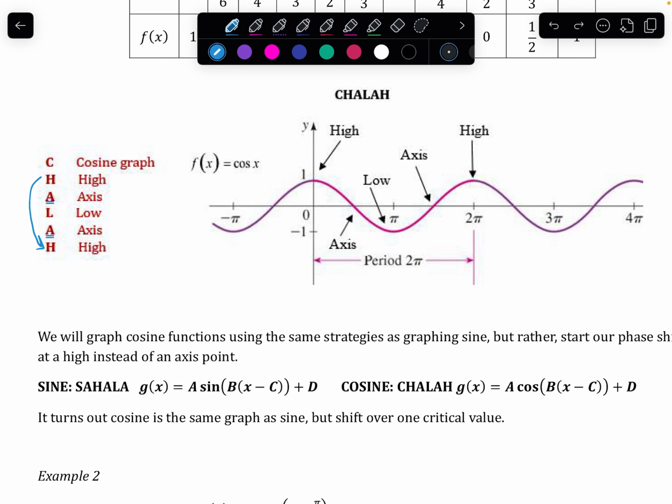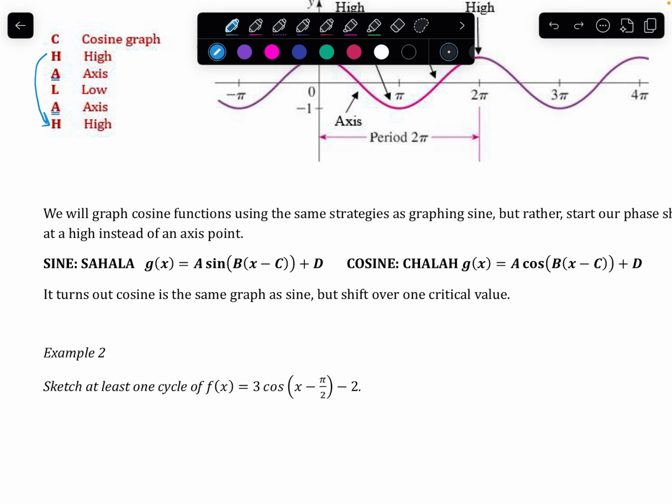All right, so there's your two summaries, sahala versus chala. Make sure you know the A, B, C, D, and how they affect the graph. The nice thing is it's done in the same way. All the values you calculate are found the exact same way. Only difference being sine goes from an axis to a high. Cosine starts at the high, then goes to the axis.